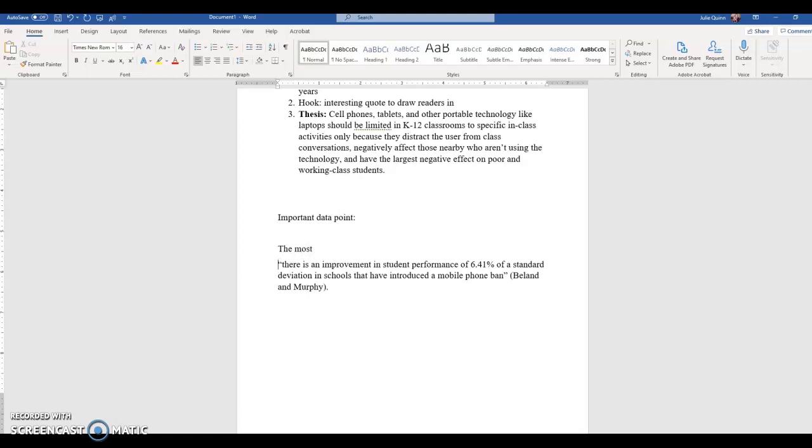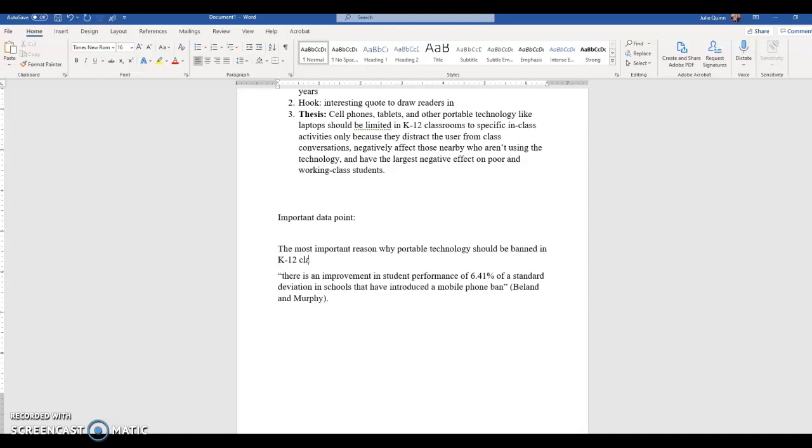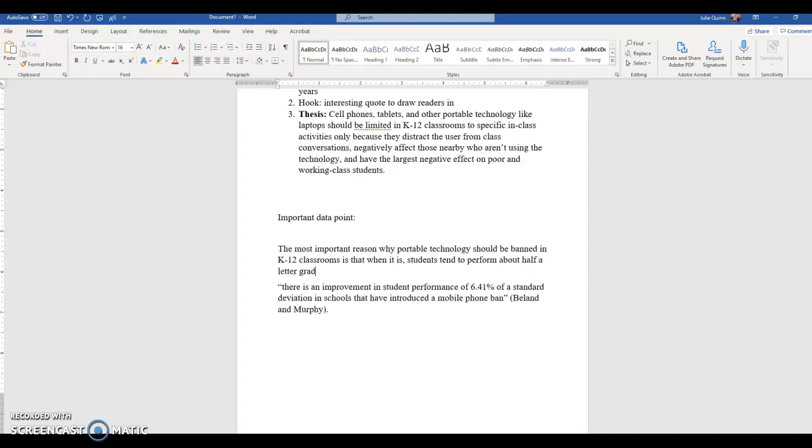And then we always introduce, in a body paragraph, when we write around the evidence, we introduce what the paragraph is going to be about. The most important reason why portable technology should be banned in K-12 classrooms is that when it is, students tend to do much better, tend to perform about half a letter grade higher.